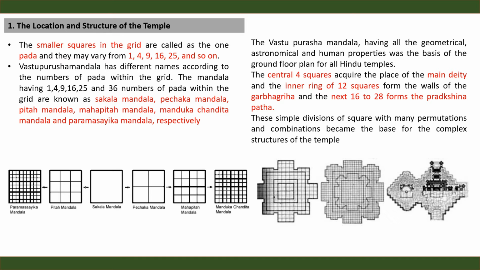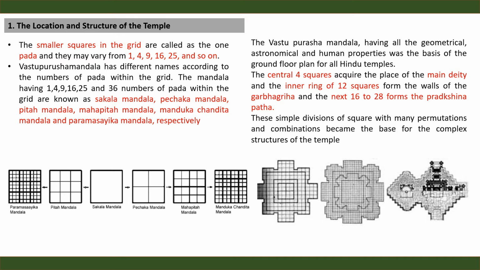Mandala, Pechaga Mandala, Pita Mandala, Mahapita Mandala, Manduka Mandala, Chatika Mandala, and Paramasaika Mandala respectively. And here, the Vastu Purusha Mandala, having all the geometrical, astronomical, and human properties, was the basis of the ground floor plan of all Hindu temples.